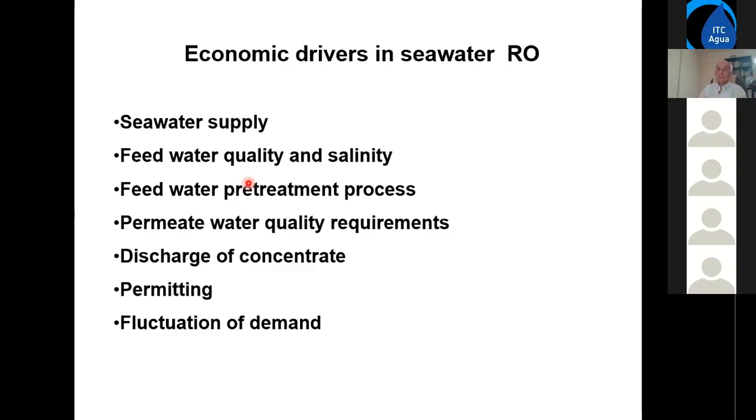Fluctuation of demand. This is an important factor in the project cost. Very frequently, in the places where you build a desalination plant, there are seasonal high demand and low demand. High demand usually is in summer, just because of the high temperature, but also in some places tourists are coming, and those are major reasons for having a desalination plant. There is very little demand in winter. Also it could be rainy season and dry season.